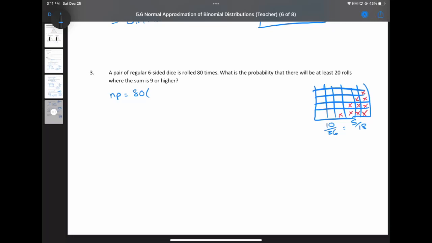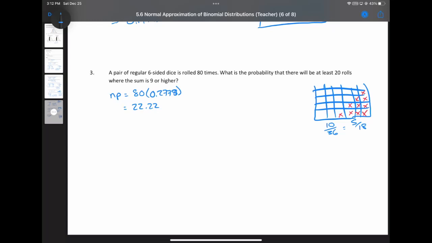I could convert this to a decimal. I don't know if it really matters at this point. I guess for NP and NQ, we're going to have to eventually convert these to decimals anyways. So 5 out of 18 is 0.2777, I guess 0.2778 when I eventually cut it off. 77 repeating. Multiply that by 80, and we get 22.222.